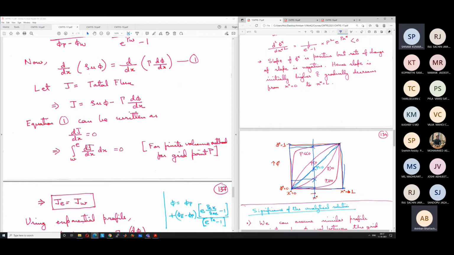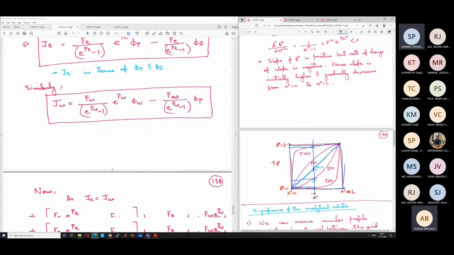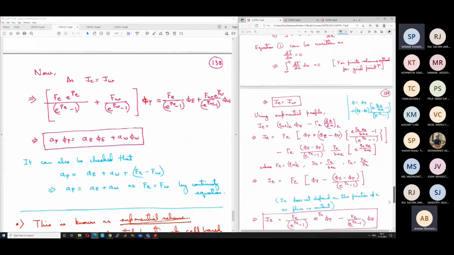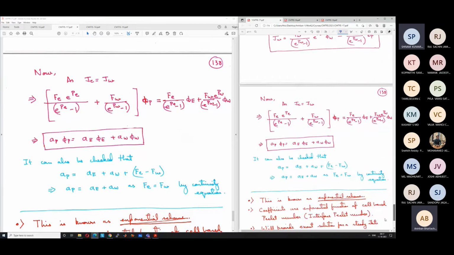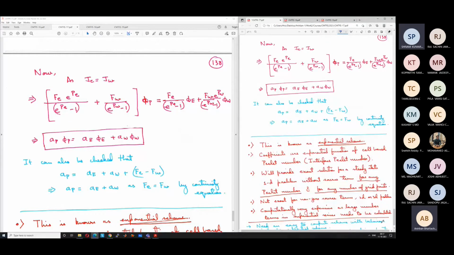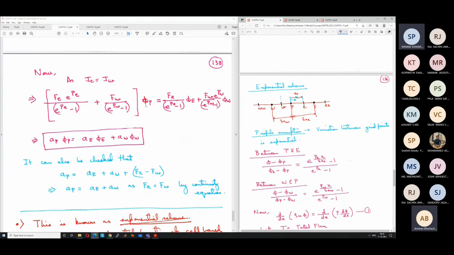So AP phi P is equal to AE phi E plus AW phi W, which is of course our familiar form, where AP was FE e to the power PE by e to the power PE minus 1 plus FW e to the power PW by e to the power PW minus 1. Show the diagram. Okay. And AE is FE by e to the power PE minus 1 and AW is FW e to the power PW by e to the power PW minus 1. Okay, we can easily derive this.